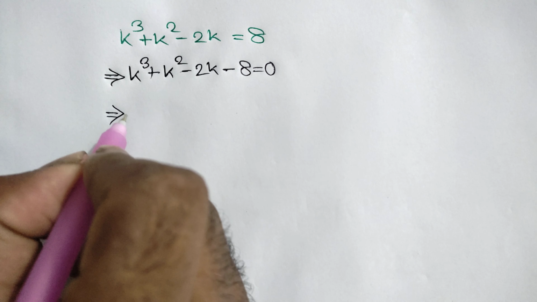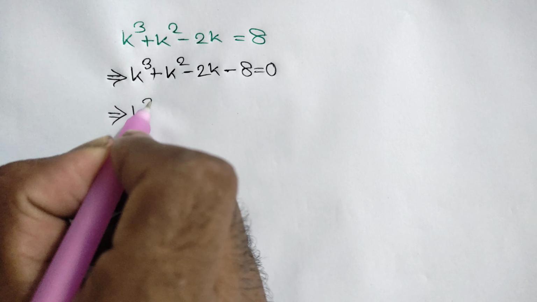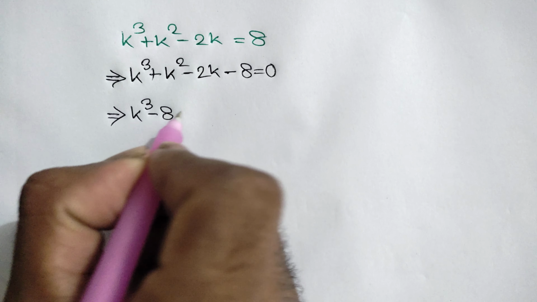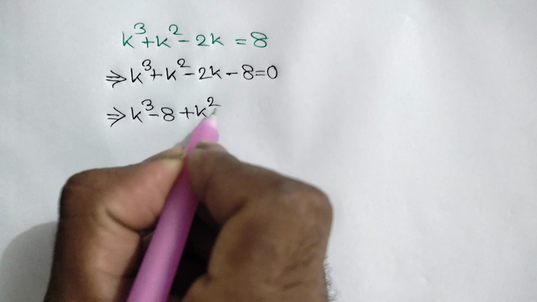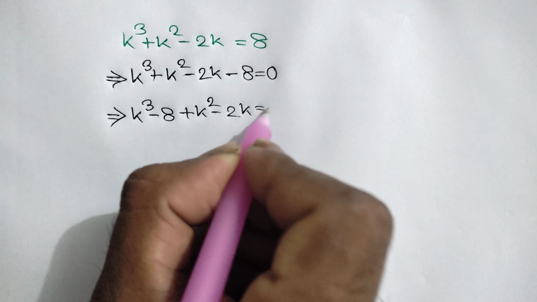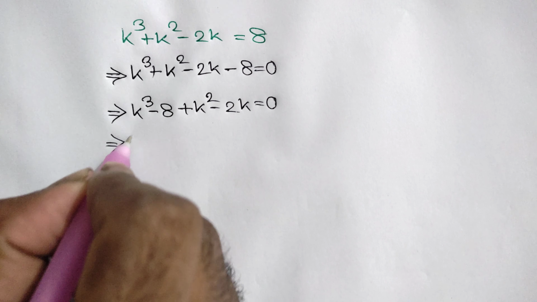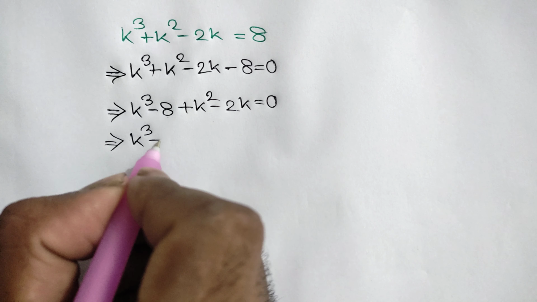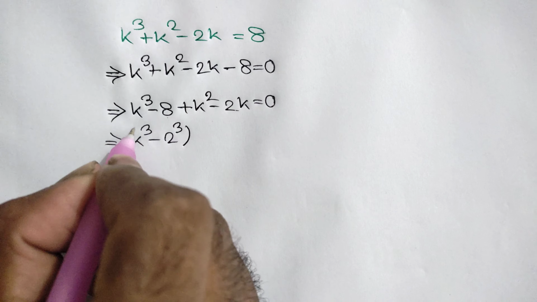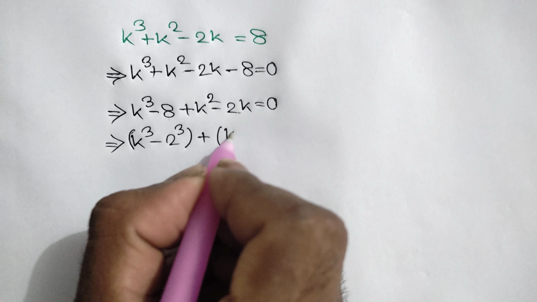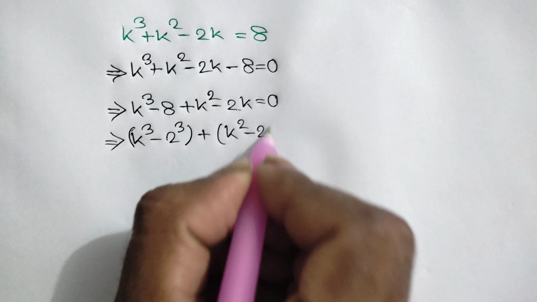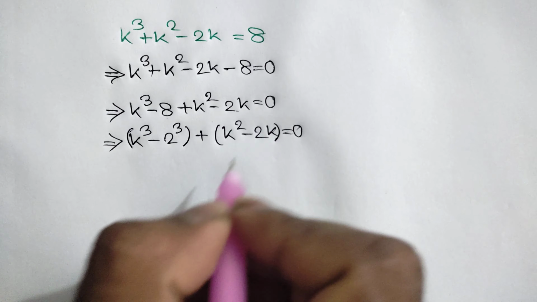Now rearranging the left side, we can write here k cube minus 8 plus k square minus 2k is equal to 0. Now we can write here k cube minus 8 can be written as 2 cube, plus k square minus 2k is equal to 0.